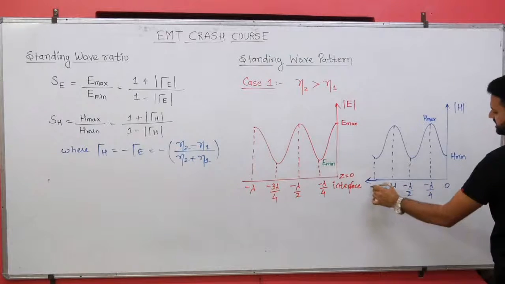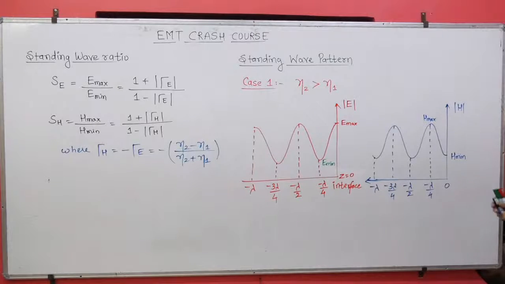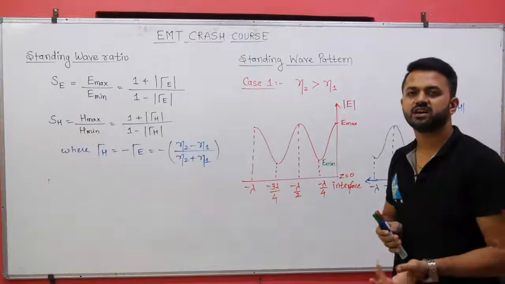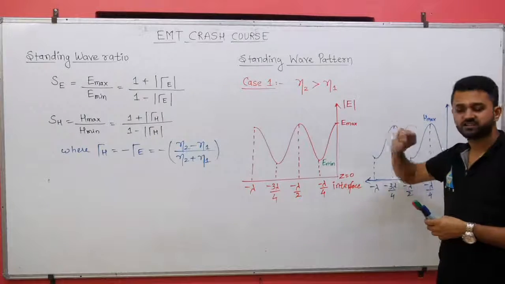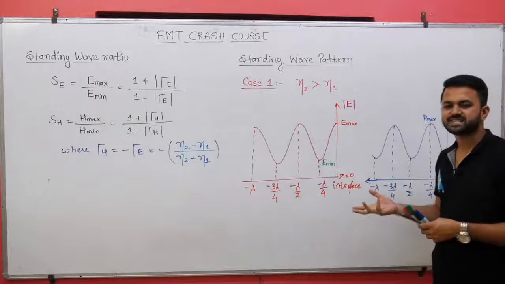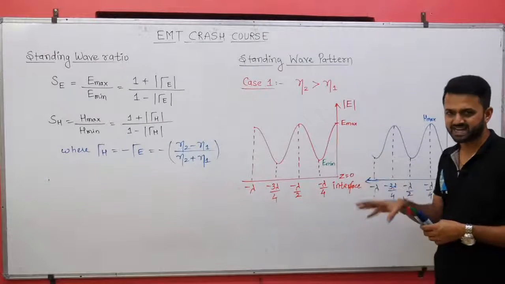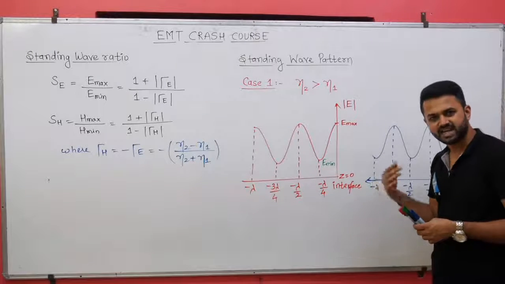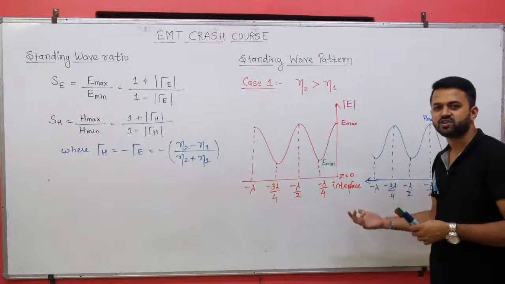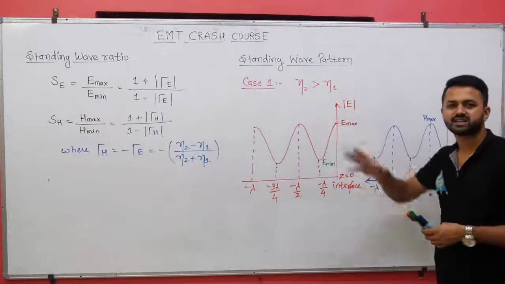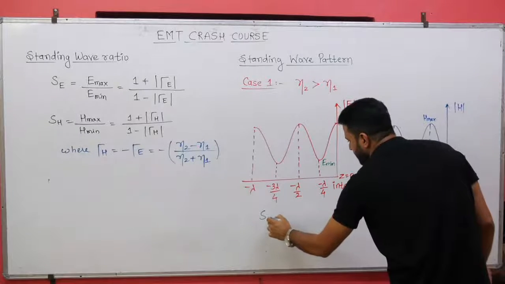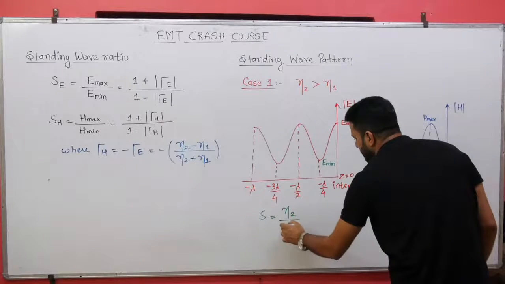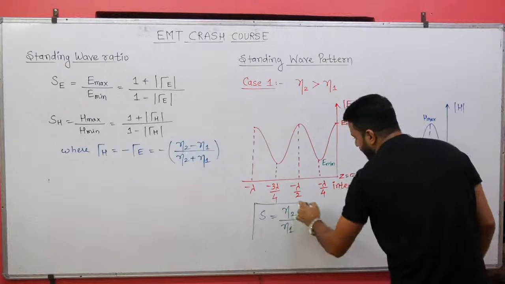You are traveling in the negative z direction. So this is the electric field, this is the magnetic field. When you observe the electric field at the boundary, you will get the maximum value of electric field if this condition is satisfied. Whenever you have the standing wave pattern and you observe the maximum electric field at the boundary, then you can conclude that eta 2 is greater than eta 1. And if it is so, then the standing wave ratio is given by the ratio of eta 2 divided by eta 1. This is a very important and useful formula.